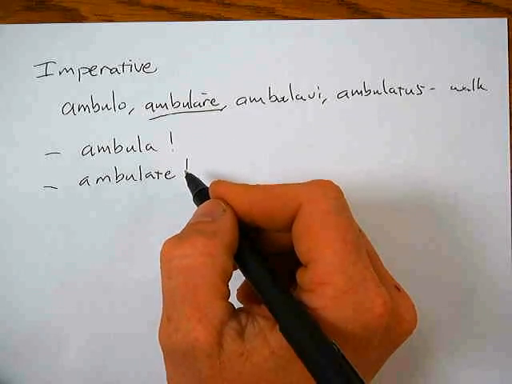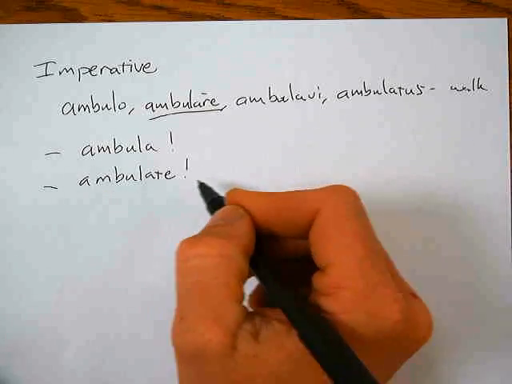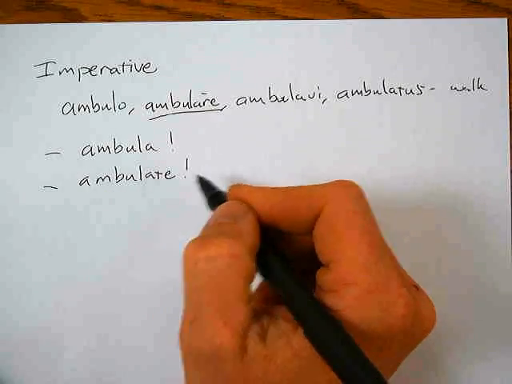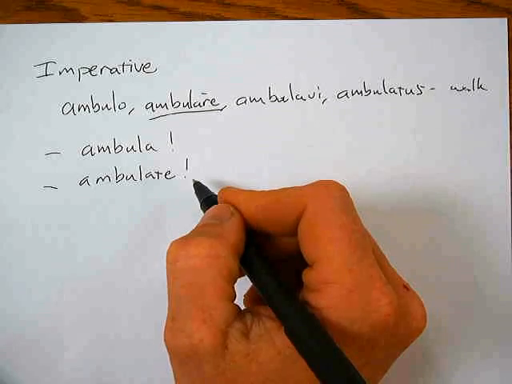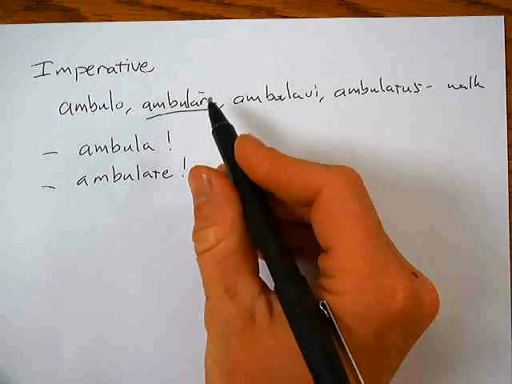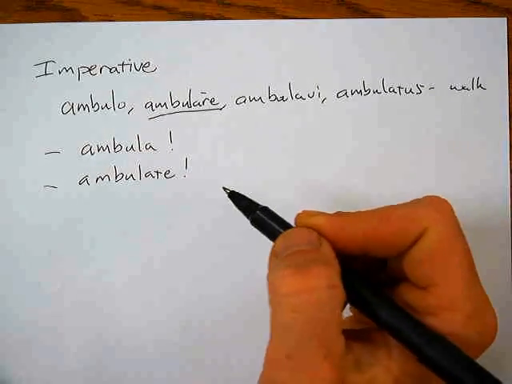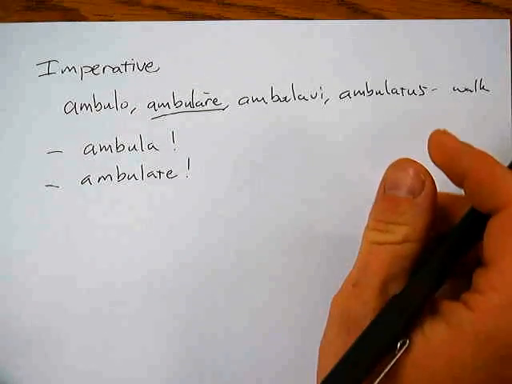If I want to tell the whole class to get up, I say surgite. Considite, sit down. Tacete, be quiet. Right? This is the way that you make it plural. And that's really all there is to it. You just take off the RE, and you got it, and then you add TE.